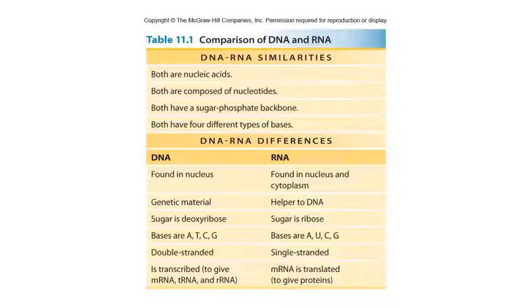In DNA, the main sugar, the 5-carbon sugar, is deoxyribose. In RNA, the sugar is ribose. The bases are adenine, thymine, guanine, and cytosine in DNA. In RNA, they're adenine, uracil, cytosine, and guanine. DNA is double-stranded, RNA is usually single-stranded. And then we'll talk about these next two terms as to what's going on next. So DNA gets transcribed, RNA gets translated.